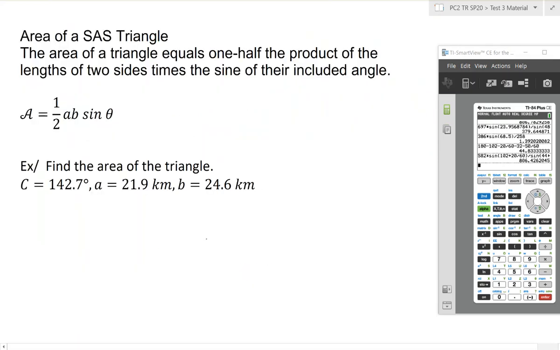All right, area of a side angle side triangle. So if you have some case where as you're reading around the triangle that you are given a side, you're given the next angle, and you're given the next side. That's what it means to be a side angle side triangle. Then the area of that triangle equals half the product of the length of two sides times the sine of their included angle. So we're going to use that with this here. Find the area of the triangle.